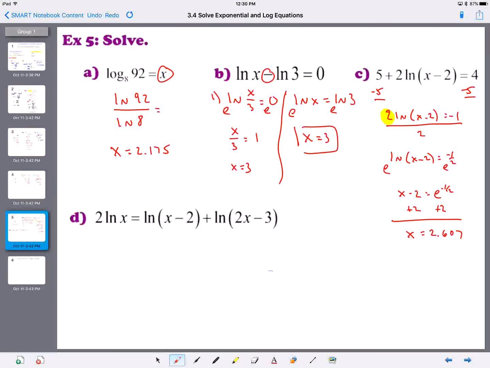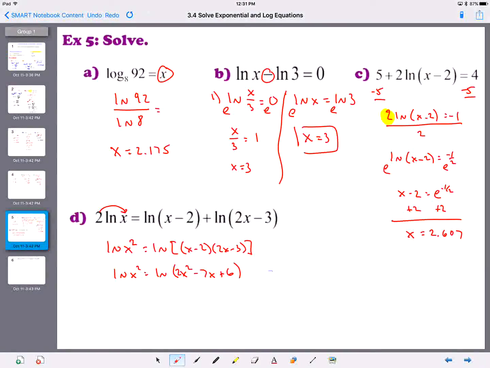You are adding 2 natural logs together. There's no numbers in front on the bottom, the second 2, but there is on the first one, so we are going to have to move this and do the natural log of x squared is equal to the natural log. And now these two things are being multiplied. X minus 2 times 2x minus 3. So we have natural log of x squared is equal natural log of 2x squared. It'd be negative 3x and negative 4x, so that's negative 7x plus 6.